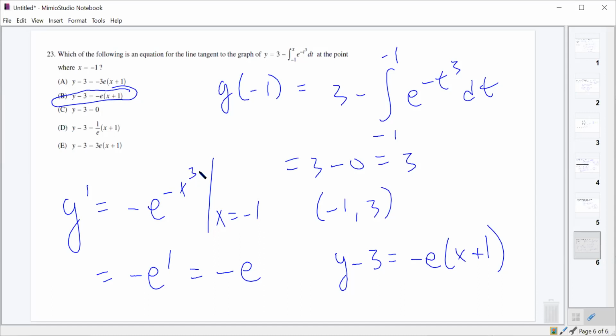Everybody good there? You said there would also be a 2 out in front. Correct. Yep. If there was a 2x in the top of that integral. Oh, okay. Everybody good there now?